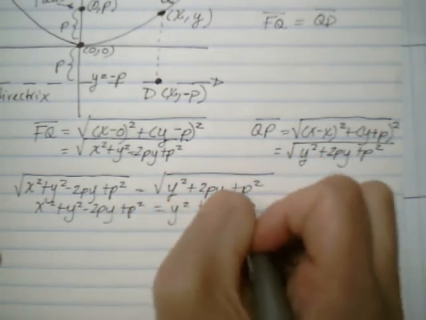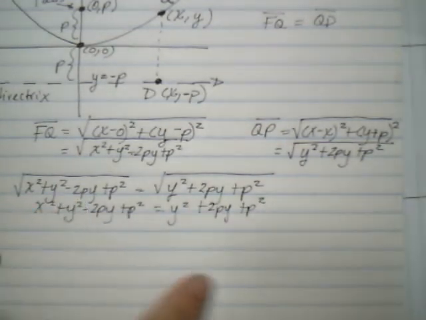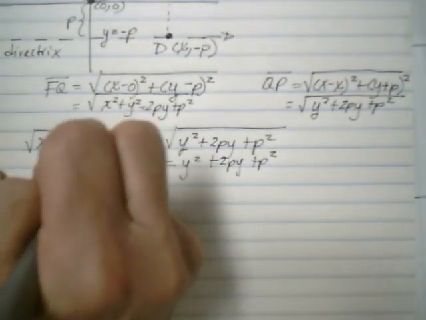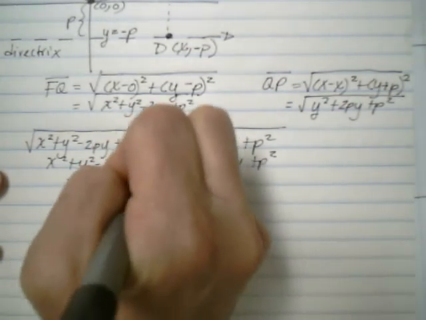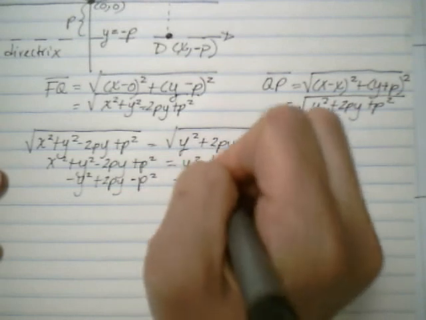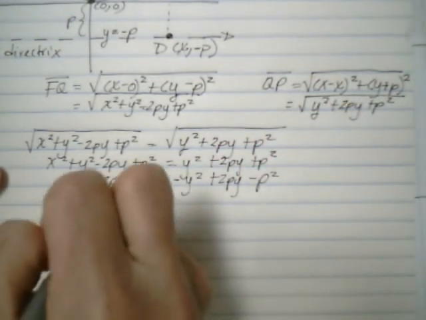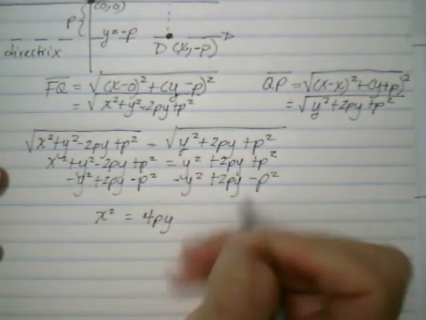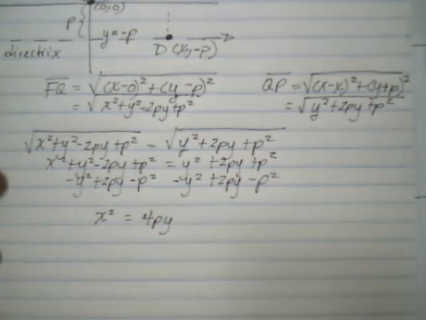Now what I'm going to do is solve for x squared. So I'm going to move everything over to the other side, with simple algebra. I'm going to subtract my y squared, add my 2py, and subtract my p squared, and do that same thing to the other side. And this is what we get. x squared equals 4py. Notice the y squareds are going to cancel, the p squareds are going to cancel, and this is what I'm left with.